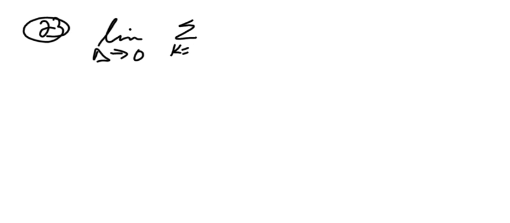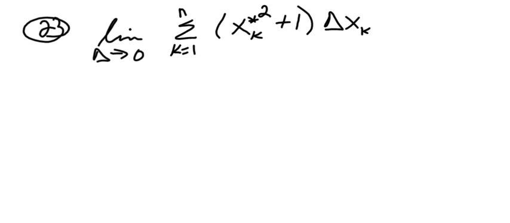Number 23 says, given this definition where we want the limit as delta approaches 0 of the summation from k equals 1 to n of x sub k squared plus 1 delta x sub k on the interval from 0 to 2, they want us to use this definition and put it into integral notation.